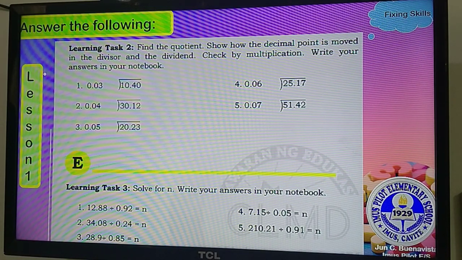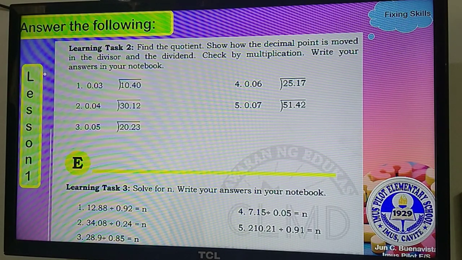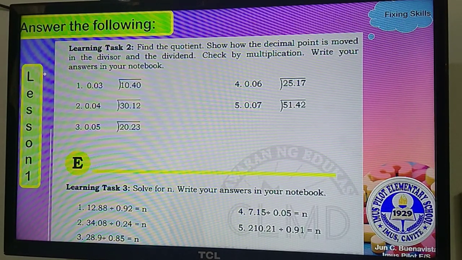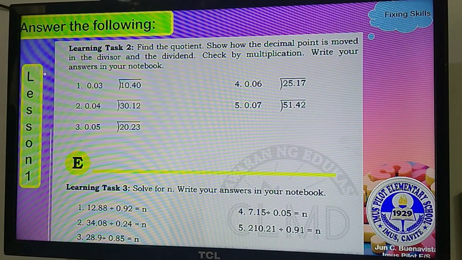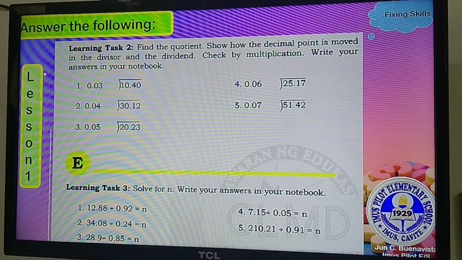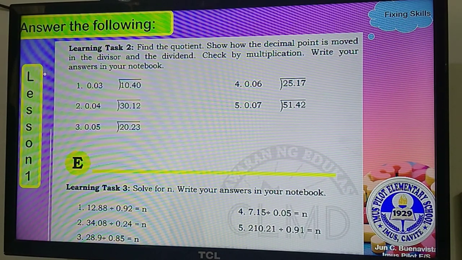So by moving the decimal points daw ang gagawin niyo. So kagaya yung ginawa ko kanina. Then learning task number 3, solve for n. Write your answers in your notebook. So take note sa notebook lang siya ilalagay ang answer. Then, kapag tapos ka na, you can check your work by looking at the back of your math module or the last part since the module have already the answer. So you can check your answer right away after you're done.